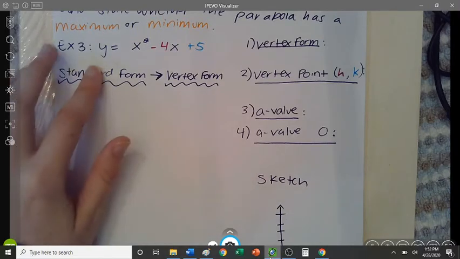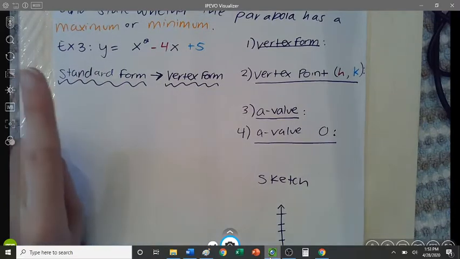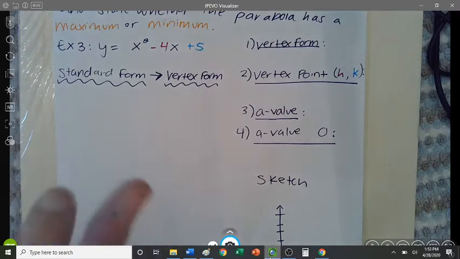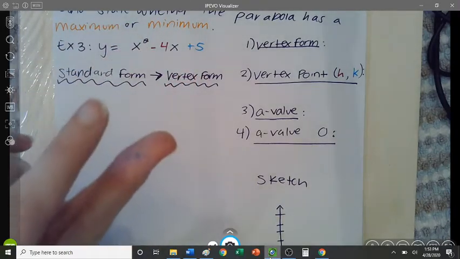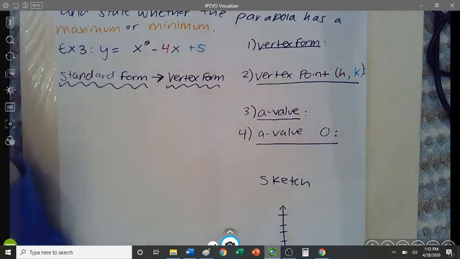So we're not going to make y 0. We're going to leave y in the problem. This is when completing the square to get standard form into vertex form is just a smidge different. But honestly, it's not different. You're basically doing the same thing. Okay, so still the same first step.